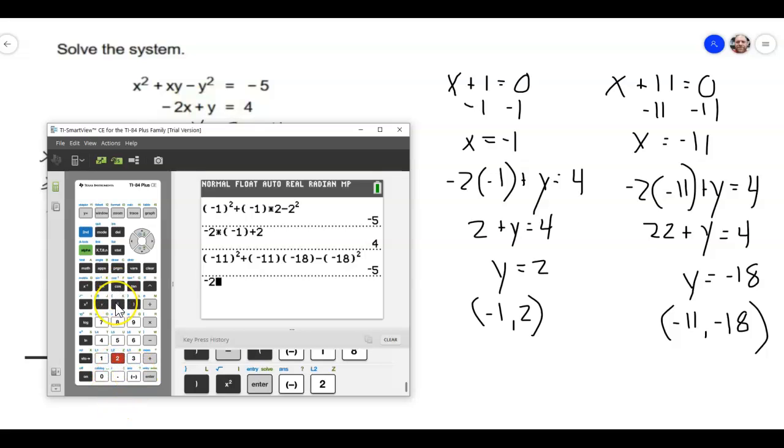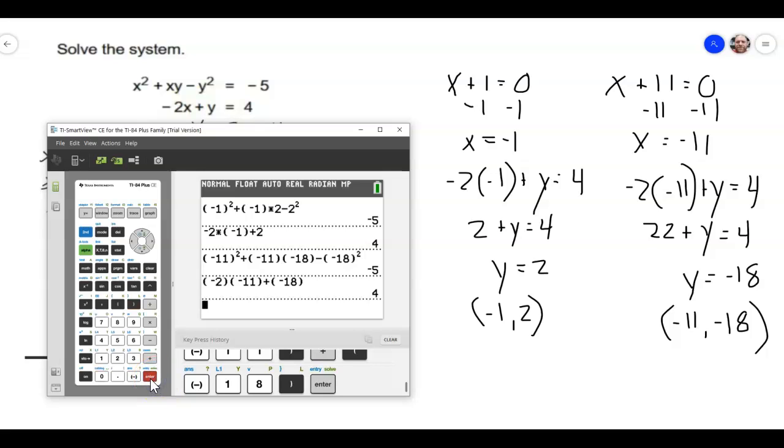Let's try the bottom equation. Negative 2 times, let's go back and put both of those in parentheses just to make sure. Negative 2 times x, which is negative 11, plus negative 18. And we should be getting 4, and we do. So these are our two solutions.